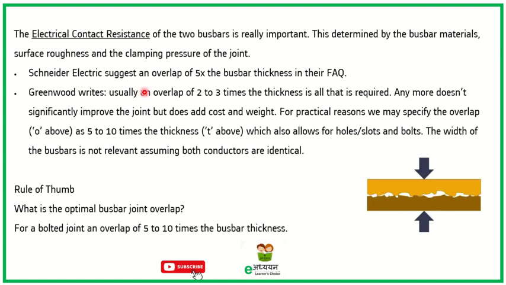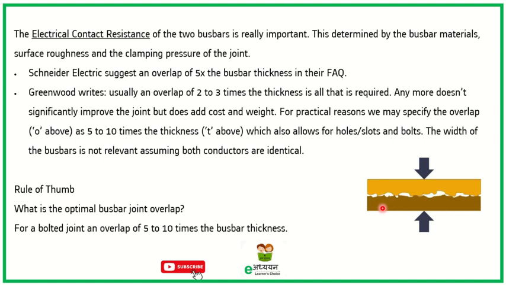Schneider Electric suggests an overlap of 5 times the busbar thickness in their frequently asked questions. Greenwood writes that usually an overlap of 2 to 3 times the thickness is all that is required. Any more doesn't significantly improve the joint but does add cost and weight. The more contact overlap area we keep, the more the cost increases, because copper is costly.